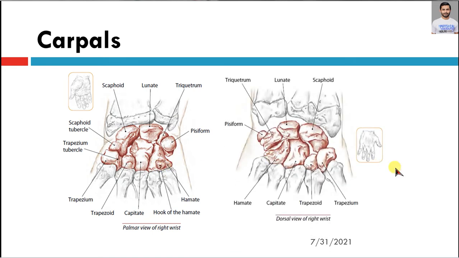This is the dorsal view of the wrist. In the dorsal view, again you can see the scaphoid towards the radial side, the lunate in the middle, and the triquetrum lateral towards the ulna, and the pisiform, but it is not accessible from this side. The trapezium, trapezoid, capitate, and hamate are all accessible in this position.